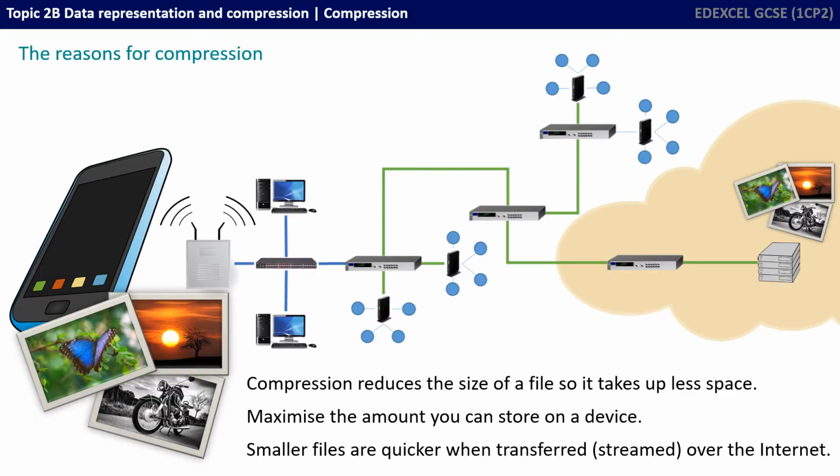In addition, smaller file sizes are quicker to download and stream over networks such as the internet, so this makes services for streaming music and video possible. Often compressed files must be uncompressed or extracted before they can be read. In this video, we'll largely be focusing on images as an example, but the principles equally apply to sound and therefore video as well.